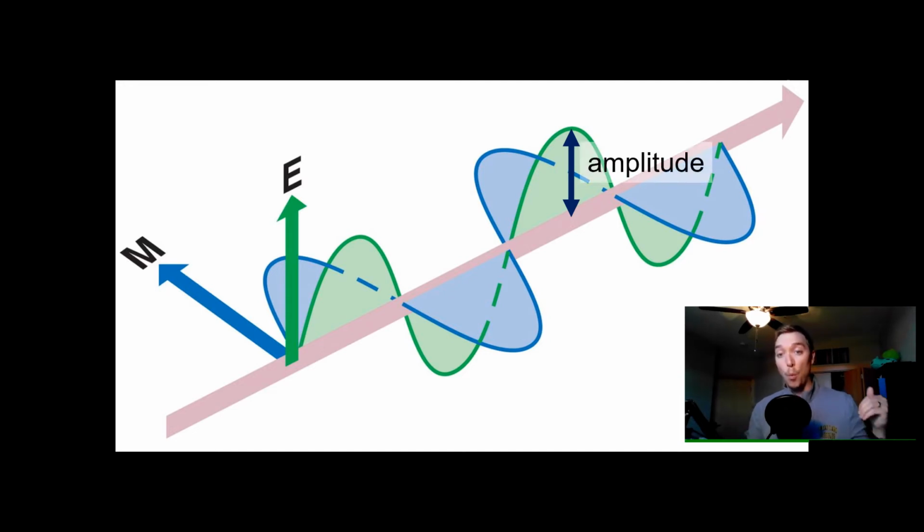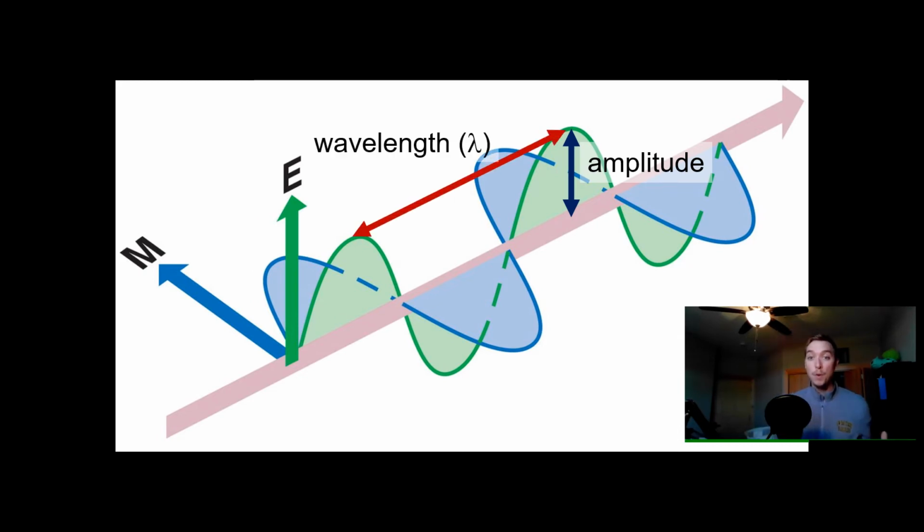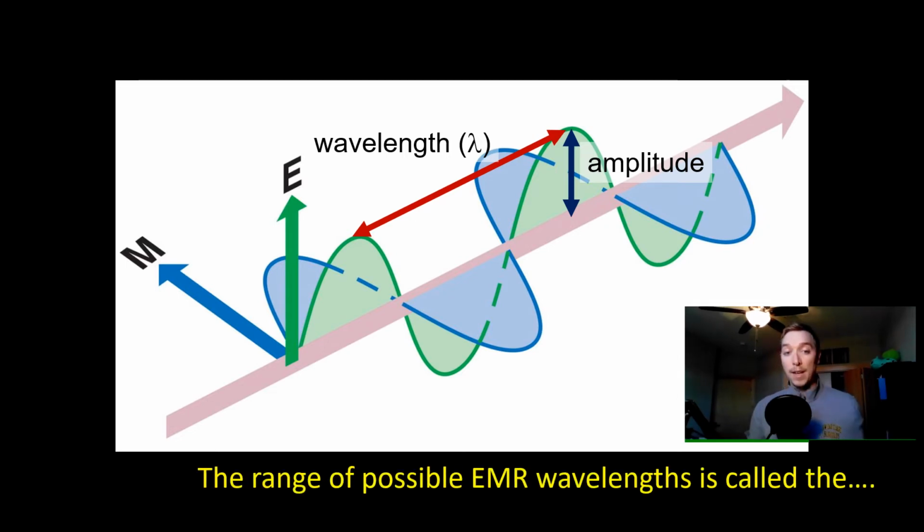We have our amplitude, the wave height of this emitted energy. So typically you see it traveling as a wave. Light travels as a wave. And then you've got your wavelength. So based on the amplitude and your wavelength, you have different functions of light. And that gives us the range of possible electromagnetic wavelengths.